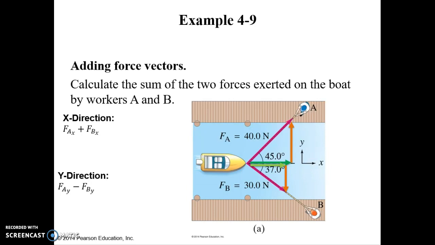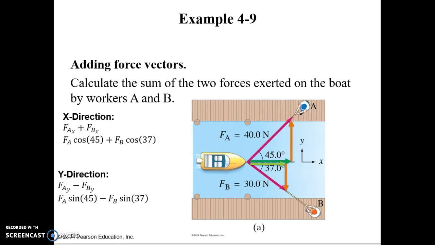In the x direction we have Fax and positive Fbx. In the y direction, we have positive Fay and negative Fby pointing downward. We don't know the values of Fax or Fbx, but we do know the resultant values and its direction.